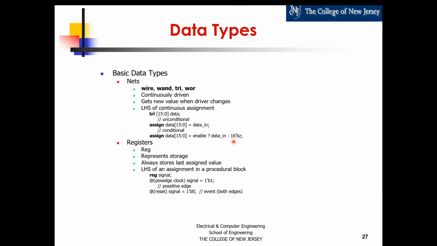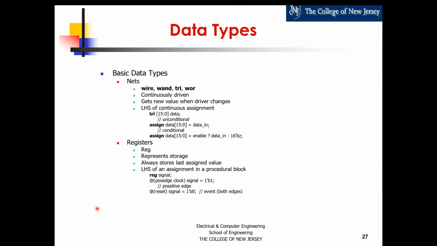The first number is the width. And then what comes after the apostrophe is the number base. You could have B for binary. You could have O for octal. You could have H for hexadecimal. Or you could have D for decimal. And then the value that comes after is the actual value. But we'll come back to that, okay? With ones and zeros. So that is the first group, the nets.